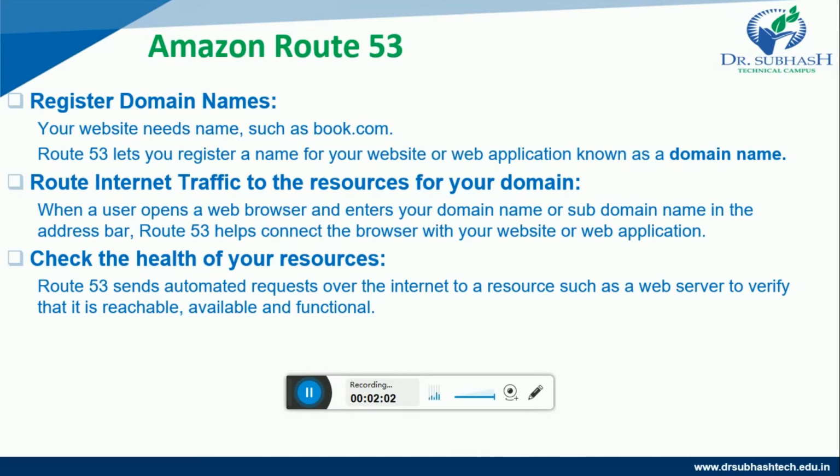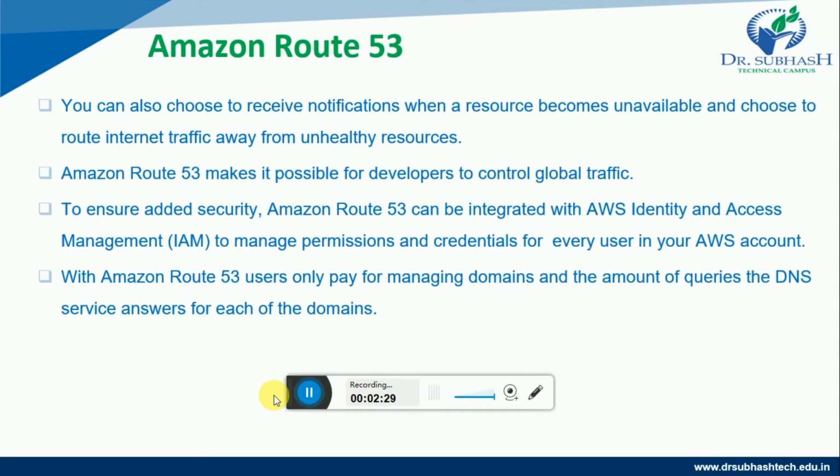Third one is check the health of your resources. Route 53 sends automated requests over the internet to the resources such as a web server to verify that it is reachable, available and functional. So friends, this is what the three main functionalities of the Route 53 network service. Another aspect of Route 53 is you can also choose to receive notifications when a resource becomes unavailable and choose to route internet traffic away from unhealthy resources.